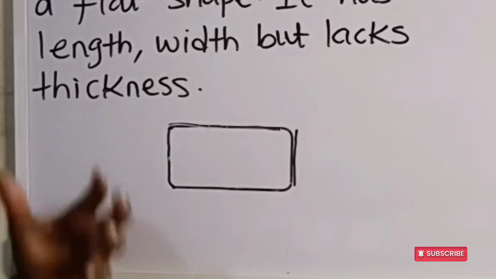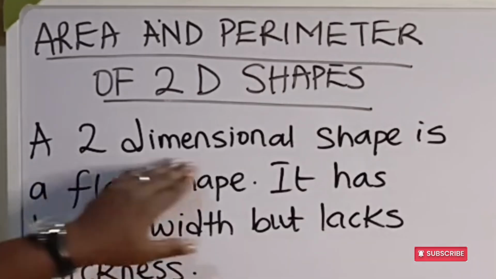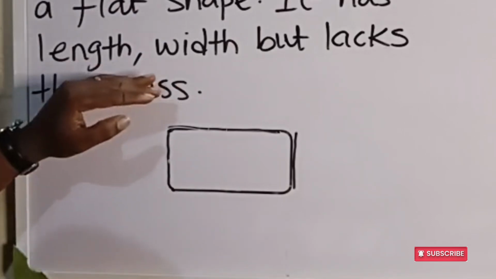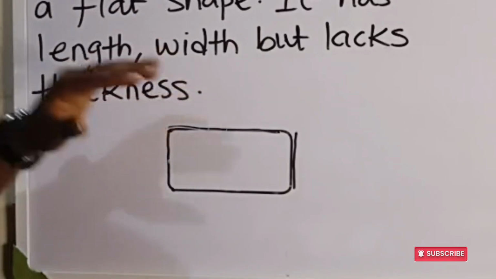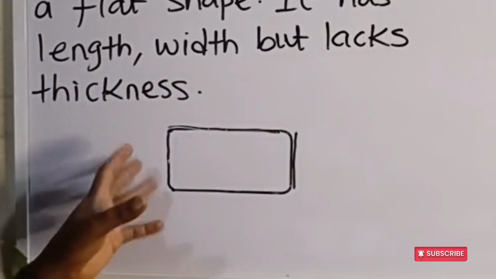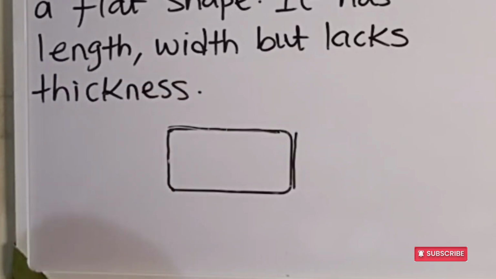So whenever you see a flat shape, you can call it a two-dimensional shape. That means it can be measured in two directions. It can be measured along the length, the horizontal part, and the vertical part. Those are the two directions. There's no other part that can be handled. Okay, so that's just a brief introduction to what a 2D shape is.